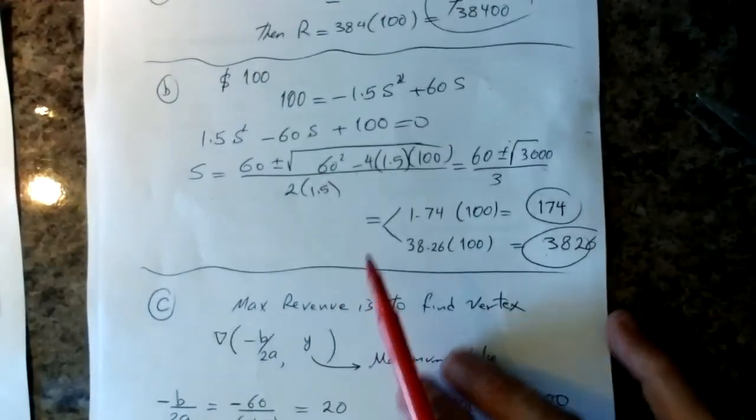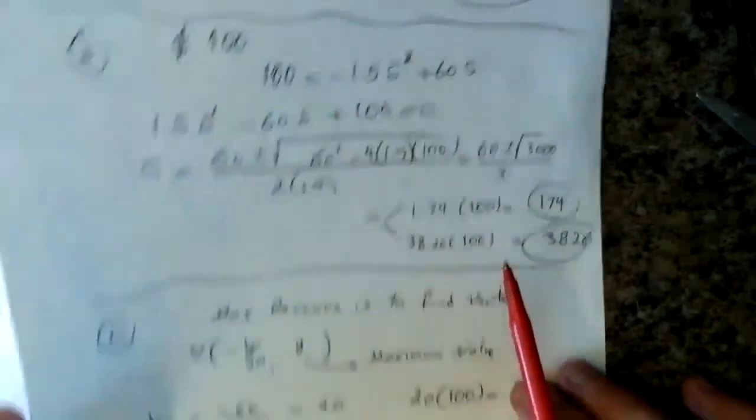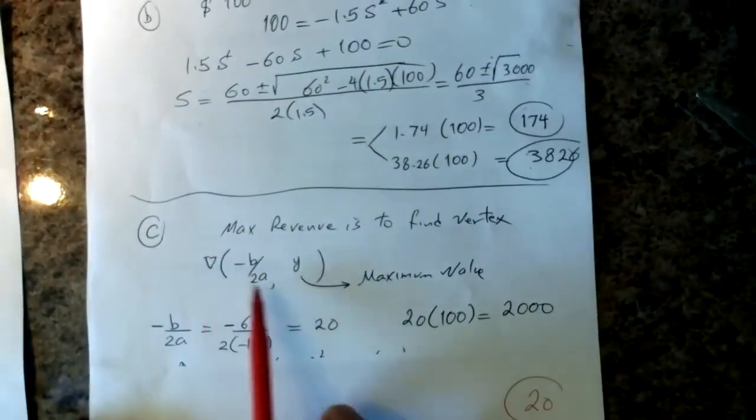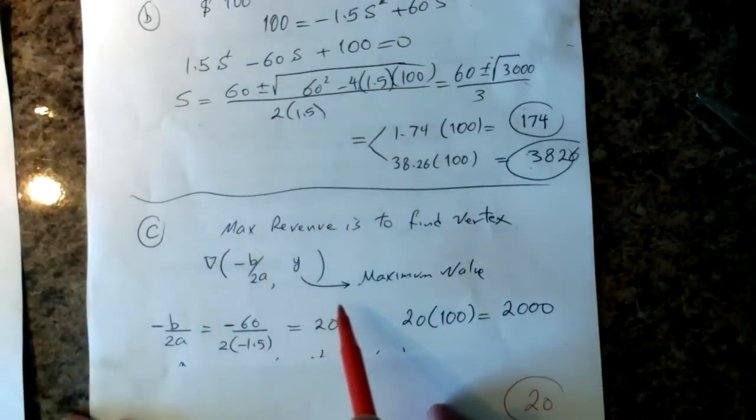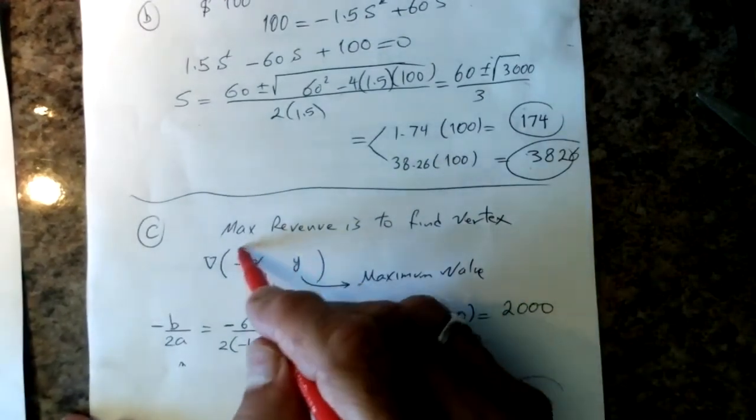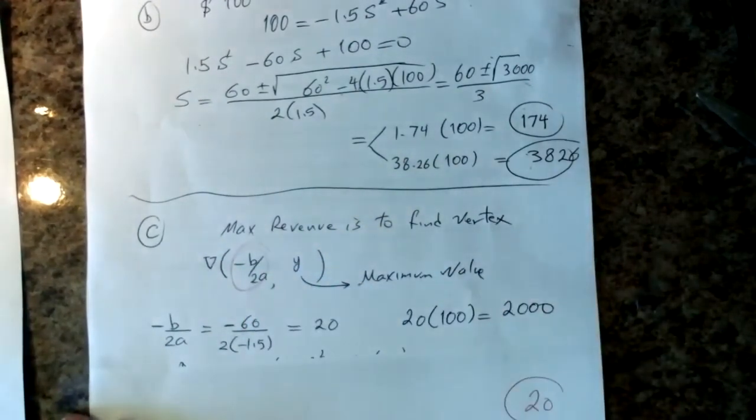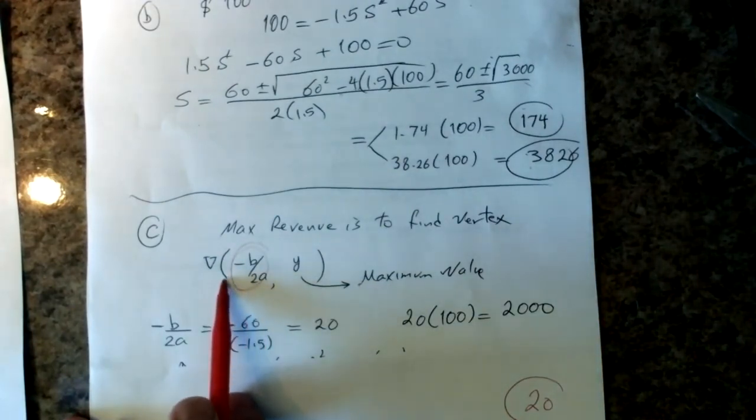And the last one, they said the maximum. What's the maximum revenue? One of the properties of the vertex is that this value gives you a maximum or minimum number at the vertex. So when a problem asks for the maximum or minimum, it means find the vertex here.